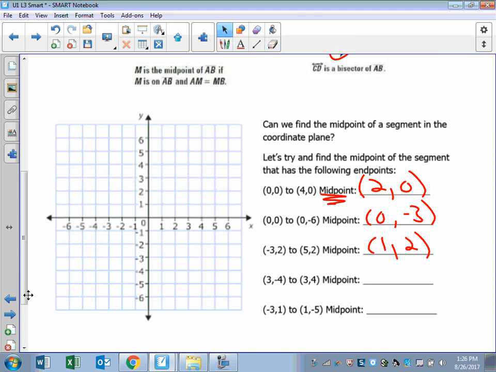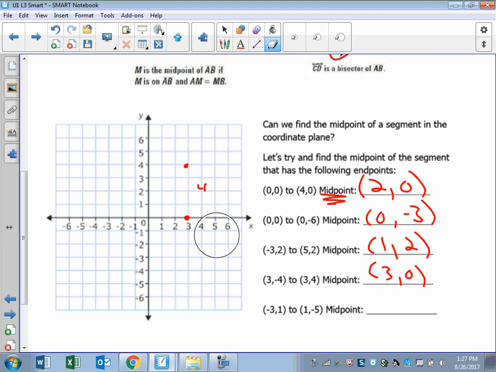Okay, we got 3, negative 4, and 3, 4. Same idea, we want the middle. If you notice, the x's are the same, the 3's, but we got negative 4 and 4. If you think about a number line, 4 and negative 4 are opposites of each other, so the point that has to be in the middle is 0. So this is going to be 3, 0, which would be 4 away from each point.